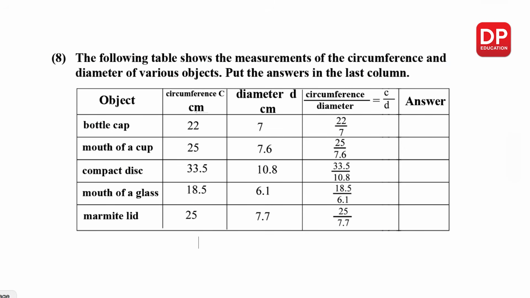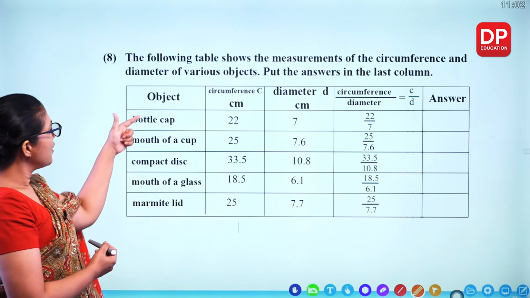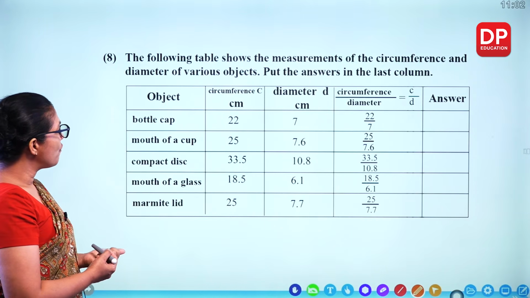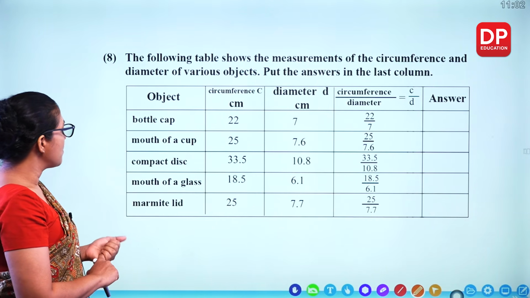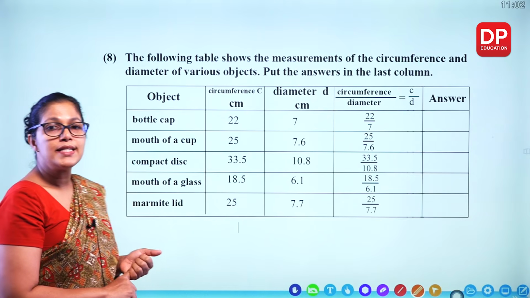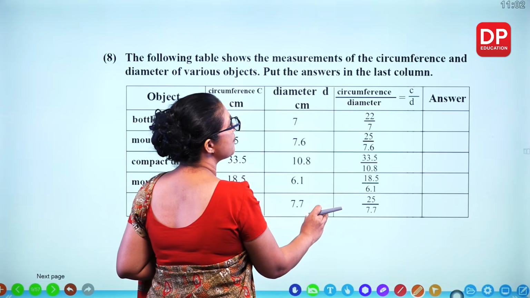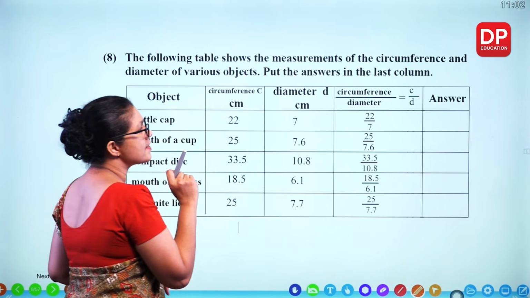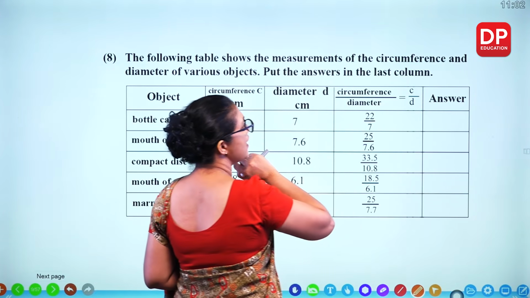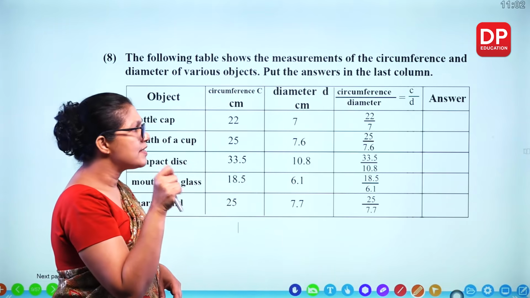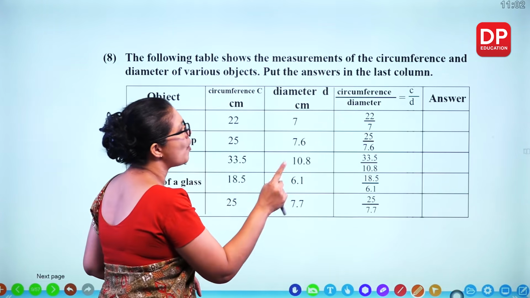Look at this one. The following table shows the measurements of the circumference and diameter of various objects. Put the answer in the last column. So, what are the objects? Bottle cap, mouth of a cup, compact disc, mouth of a glass, and Marmite lid. Circumference and diameter are measured, and we are finding the ratio: circumference divided by the diameter. So, we'll see what we get.